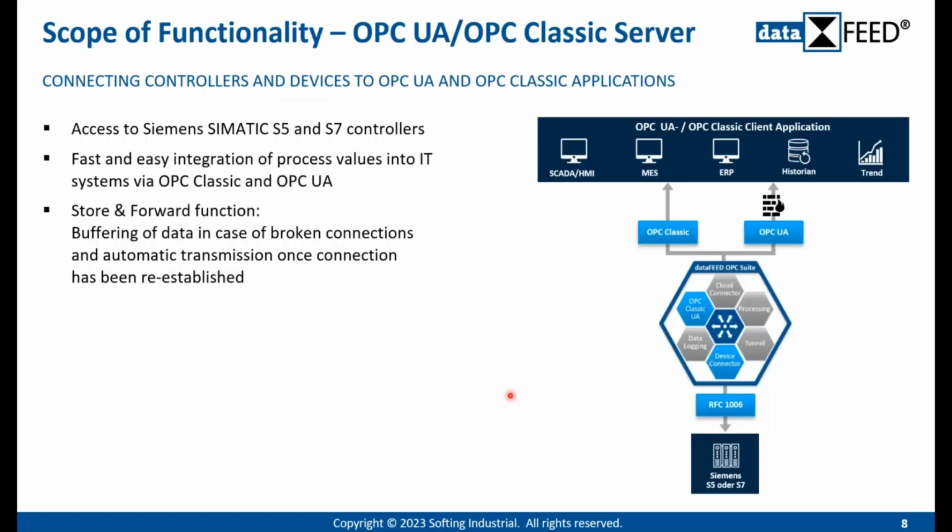First use case, the scope of functionality is to act as an OPC UA, OPC Classic server. We are connecting to controllers, in our case the Siemens S5 or S7 via the RFC protocol, and provide this data via OPC Classic and UA to different kinds of IT applications. So accessing the controller, we enable fast and easy integration of process values into IT systems via the standard interfaces, OPC Classic and UA. We also have a store and forward function included, which helps if the connectivity to the client is broken. We store the data, and after the connection is re-established, we automatically transmit the stored data to the client application. This is one of the most common use cases with the Datafeed OPC Suite.